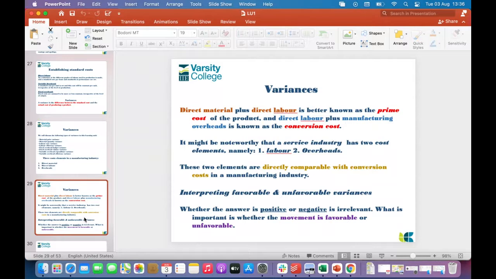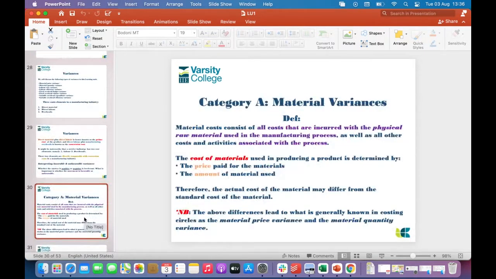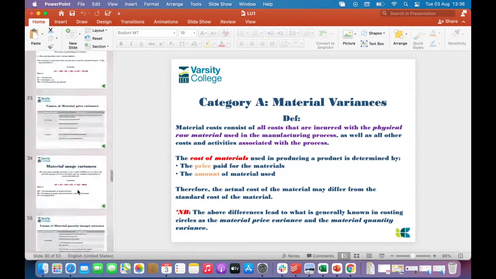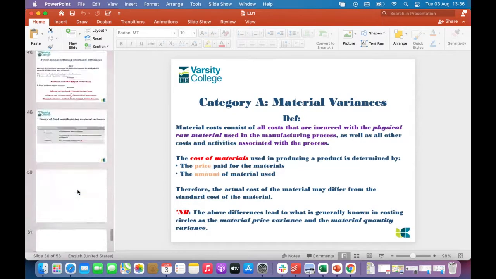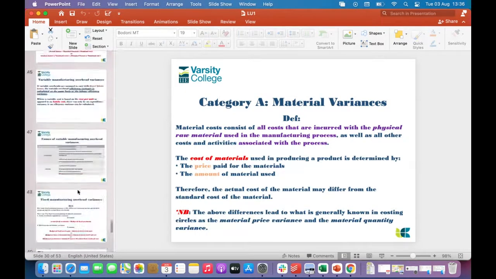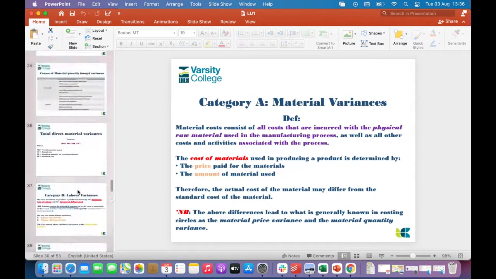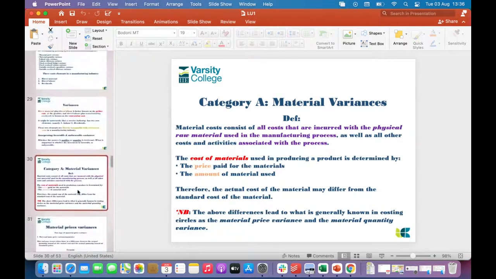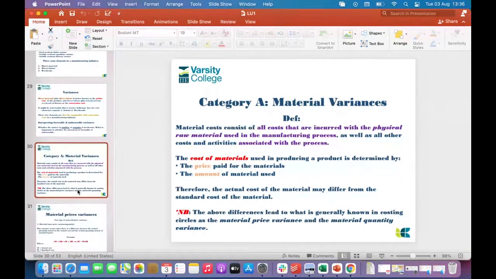Interpreting favorable and unfavorable variances. Whether the answer is positive or negative is irrelevant. What is important is whether the movement is favorable or unfavorable. This is what I was saying earlier in terms of variances, that it all depends. We have quite a few slides here. It all depends on how exactly this variance impacted us.